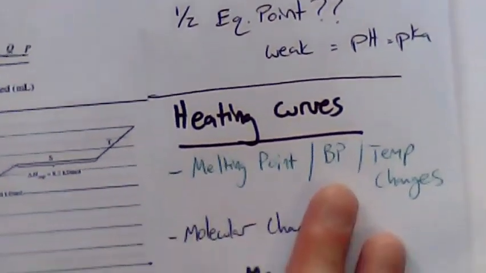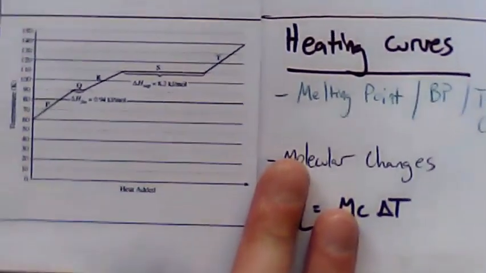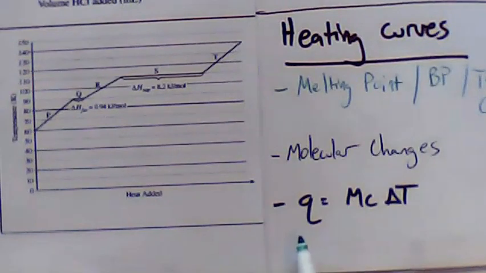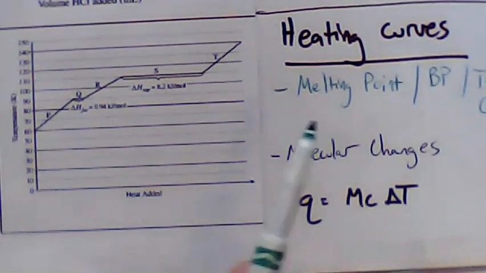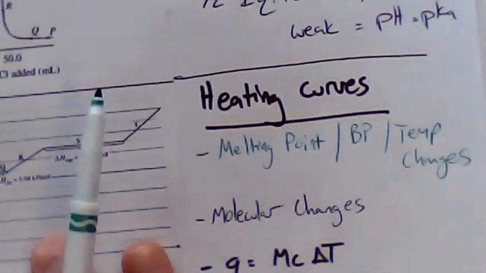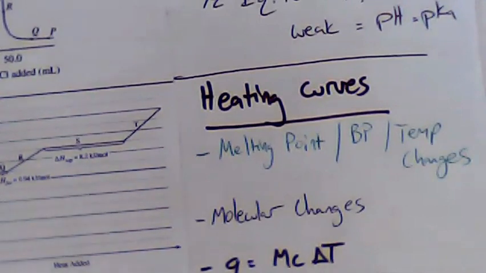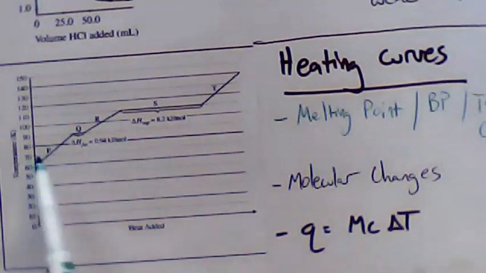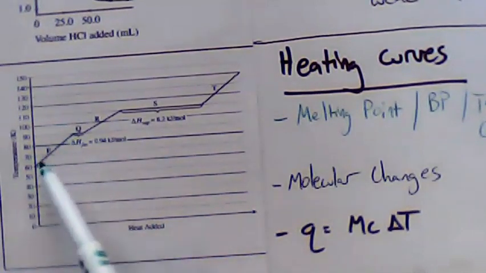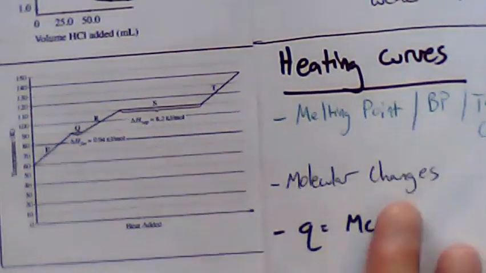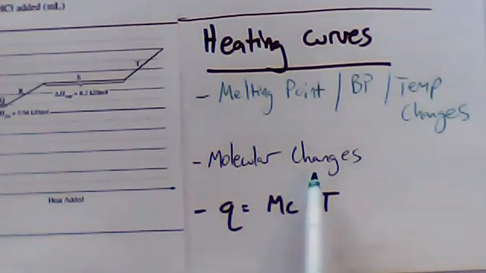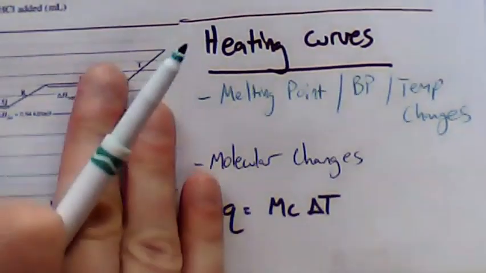All right, we have two heating curves on here. Can you look at a heating curve? Your mind should go to Q equals mcΔT. Do we remember that our plateaus represent boiling and melting points? Changes in temperature are on the slopes. Could you discuss what the molecule changes look like?